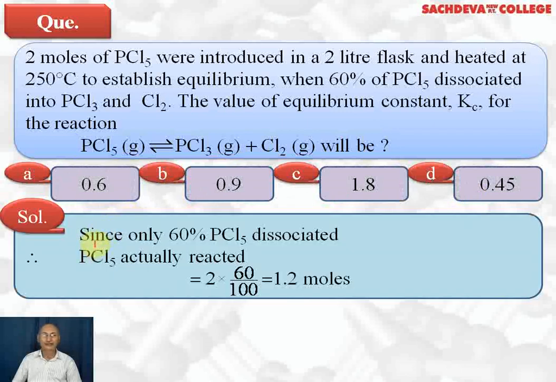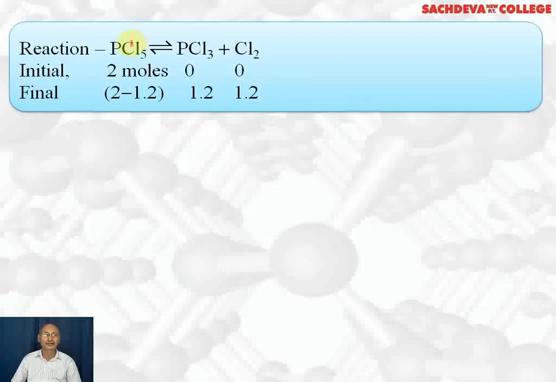Since only 60% of PCl5 is dissociated and initially we had 2 moles, we multiply 2 with 60 by 100, it comes out to be 1.2 moles. Now the reaction we have written, PCl5 gives you PCl3 plus Cl2. Initially we have 2 moles of PCl5 and PCl3 is 0, Cl2 is 0. 2 moles were initially there and 1.2 has dissociated, so remaining will be 2 minus 1.2.